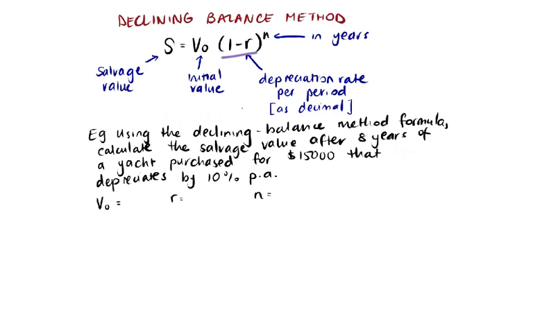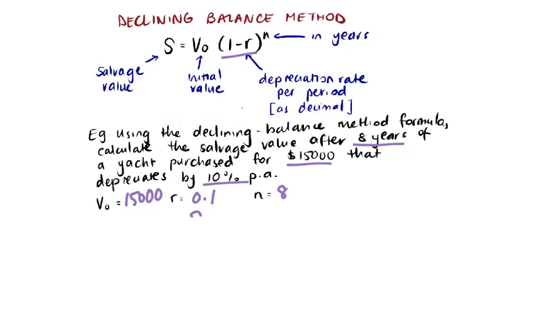Let's go through an example now. It says, using the declining balance method formula, calculate the salvage value after 8 years of a yacht purchased for $15,000 that depreciates by 10% per annum. The first thing we want to do is identify the different components of the declining balance method formula. So the first one is V0, which is actually 15,000. The next one is our rate, which is 10%, but we want it as a decimal, so we're going to divide that by 100, so that's 0.1. And lastly, N, which is our time period, and it's written in years, so it's just 8.